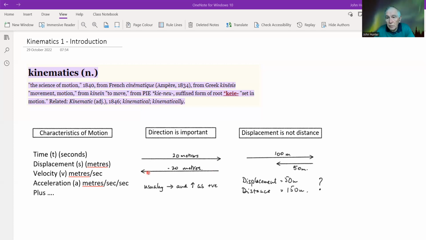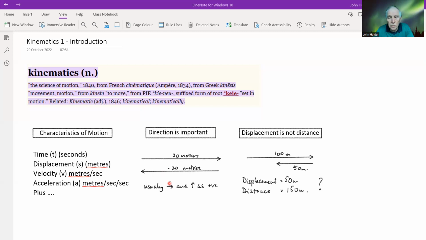If a car is going down a hill at 30 miles per hour or 30 kilometers per hour, then it's sort of going up the hill at negative 30 kilometers per hour, if you see what I mean. So that's one of the characteristics that we need to be careful about when we're doing these problems. So we need to know which direction is our positive direction, effectively.